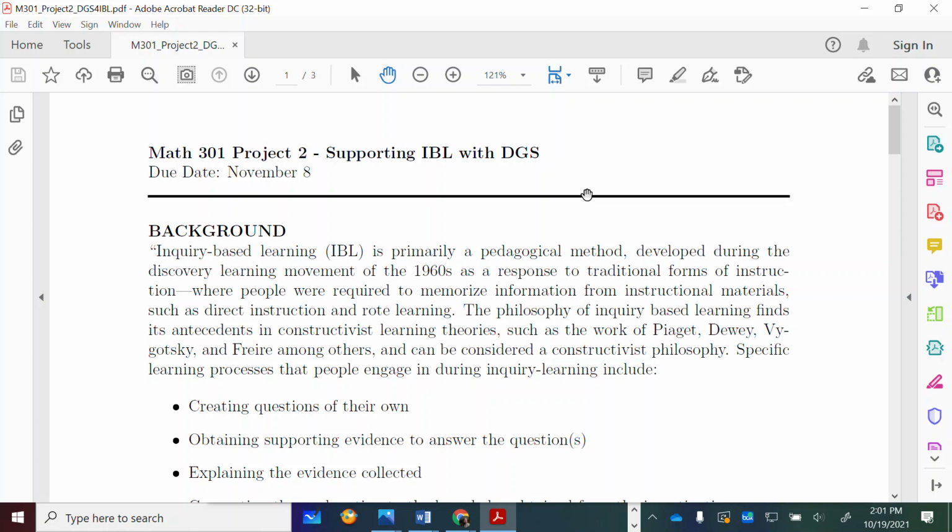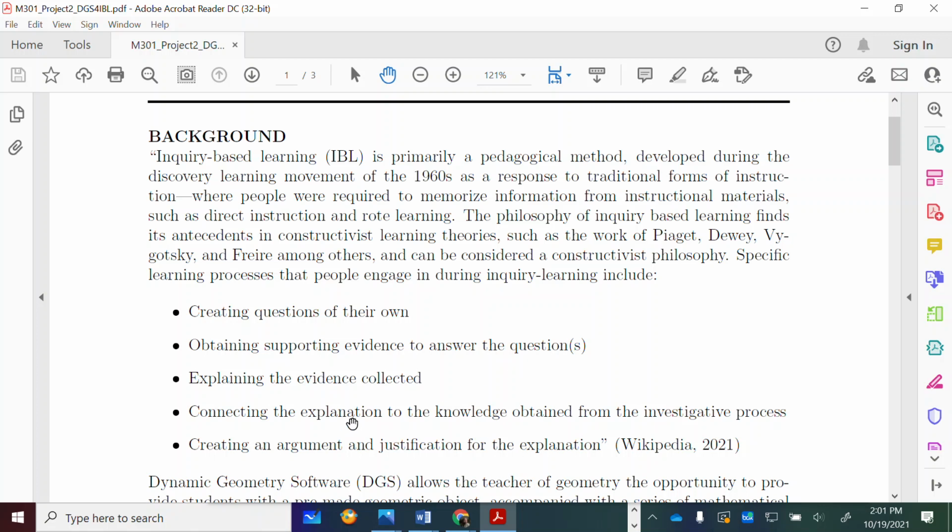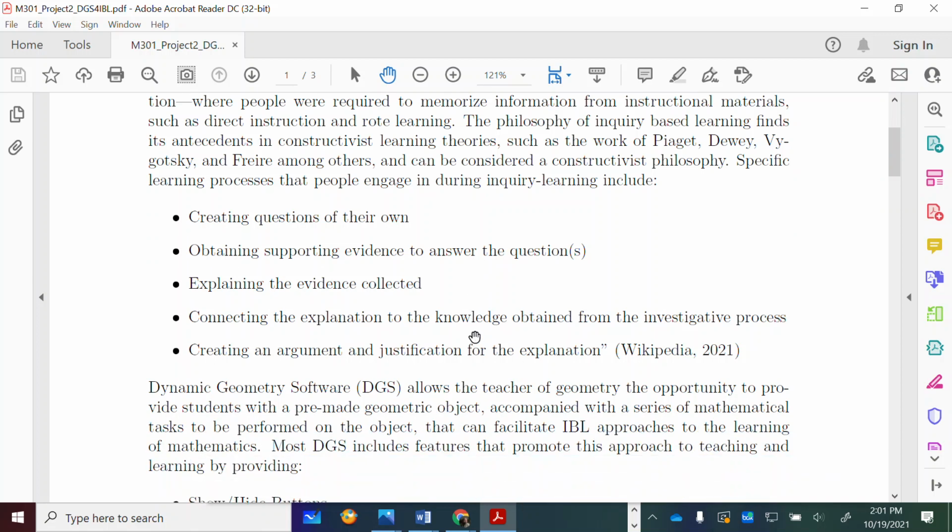So specific learning processes that people engage in during inquiry learning include questioning, creating questions of their own, obtaining supporting evidence to answer questions, explaining evidence, connecting explanation to the knowledge obtained from the investigative process, and then creating an argument and justification for the explanation. So that's all off a recent copy and paste from Wikipedia. I thought it was a nice introduction, so I thought, why reword it?